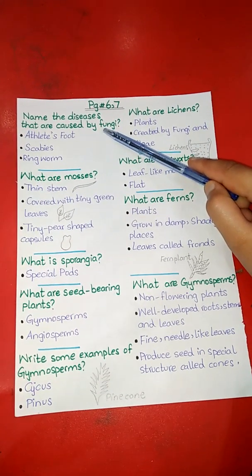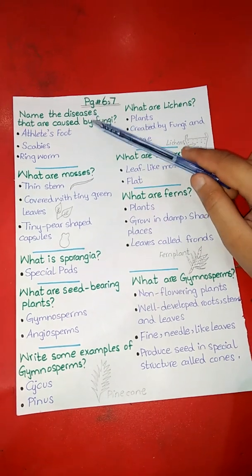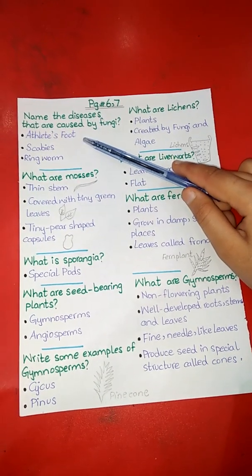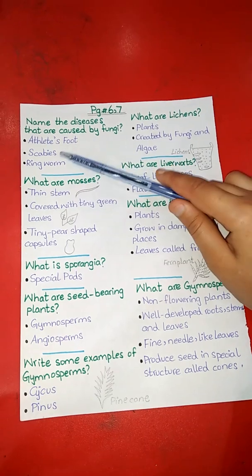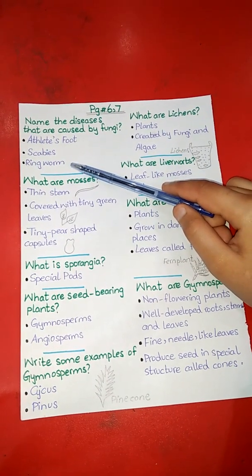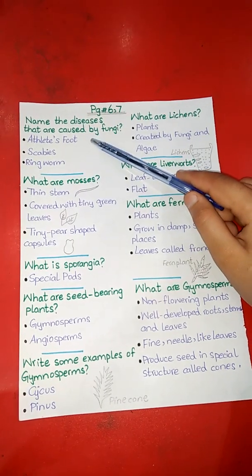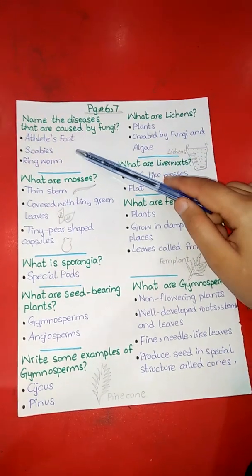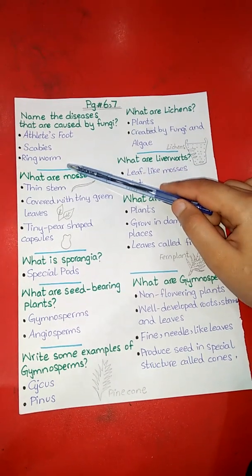Name the diseases that are caused by fungi. The number 1 disease is athlete's foot. Number 2, scabies. Number 3, ringworm.